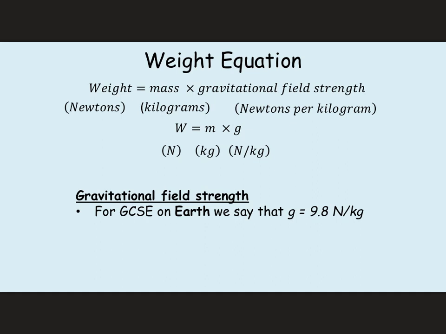And if you remember the unit symbols, we've got N for newtons, kg for kilograms, and N/kg for newtons per kilogram. And you should be aware that on Earth, at GCSE, we need to use the gravitational field strength on Earth, which is 9.8 newtons per kilogram. And sometimes they'll try to make the question harder by having you recall this fact.